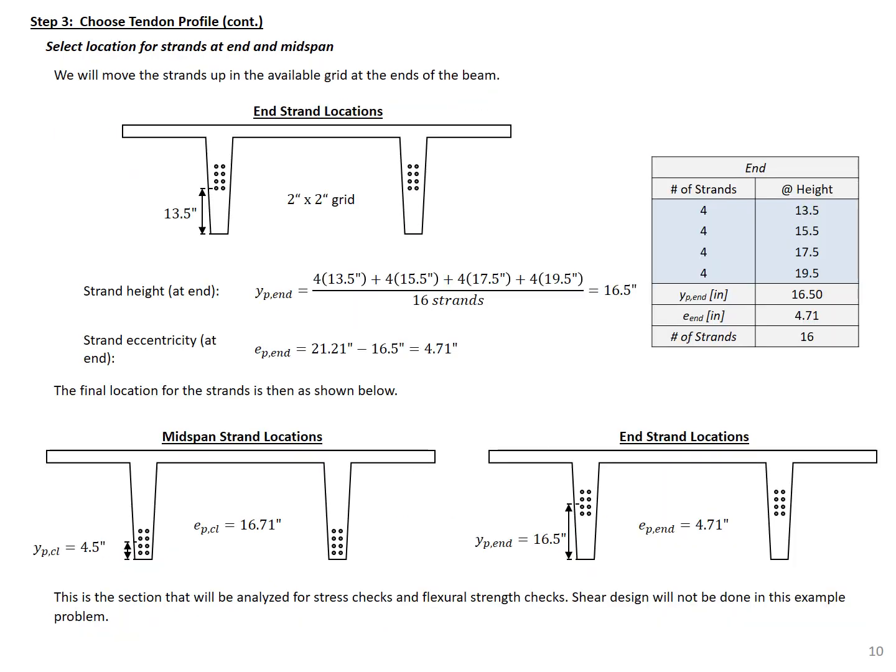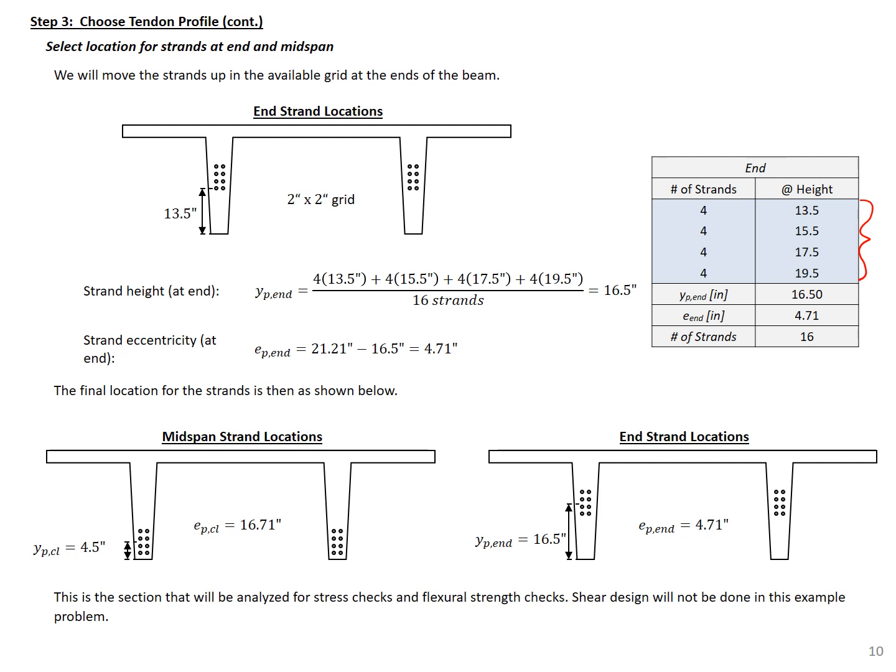We can do the same exercise here as the end of our members. So we are going to harp the strands. We're going to move all 4 rows of our strands up in our section, so that our bottom layer of strands starts at 13.5 inches. So you can see here the location of my 4 rows of strands.